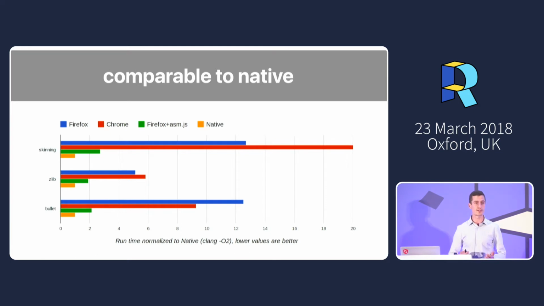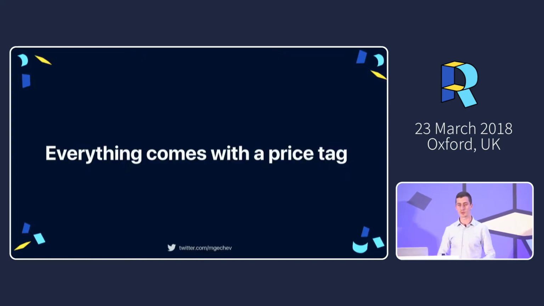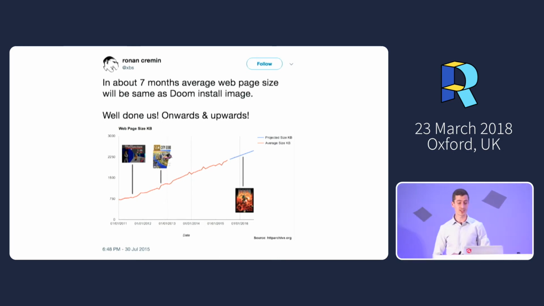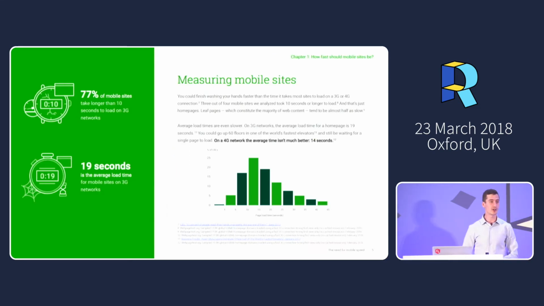Unfortunately, we want to take advantage of all these awesome APIs in order to provide great user experiences. So what happens is that everything comes with a price tag. How many of you have played Doom? Well, since 2016, the average web app size is bigger than the Doom install image. So we're providing more and more assets to our users. And on a 3G network, downloading a web app takes about 19 seconds. And this is a pretty bad user experience.